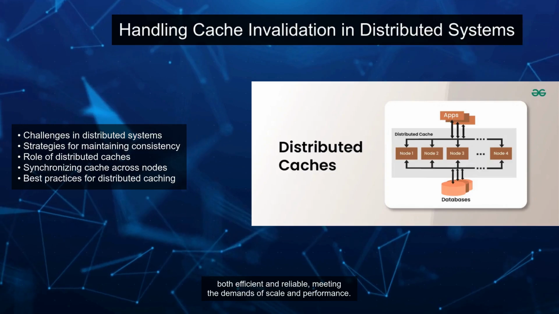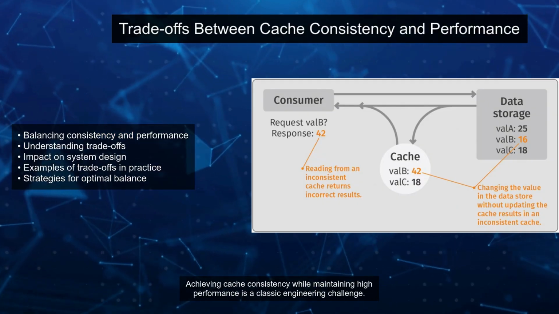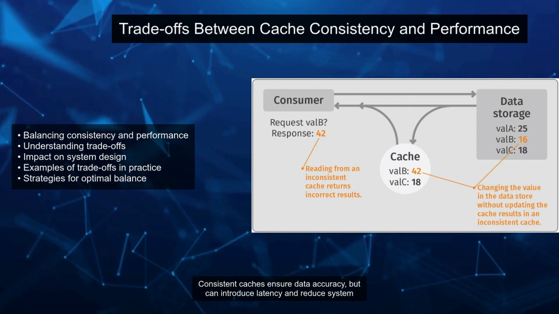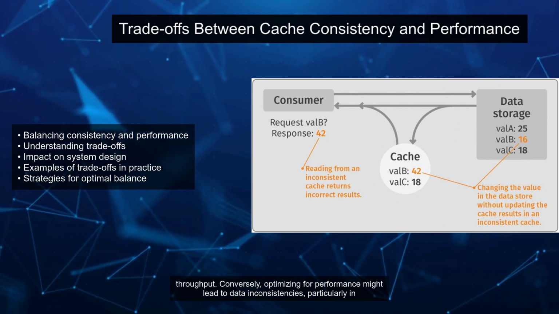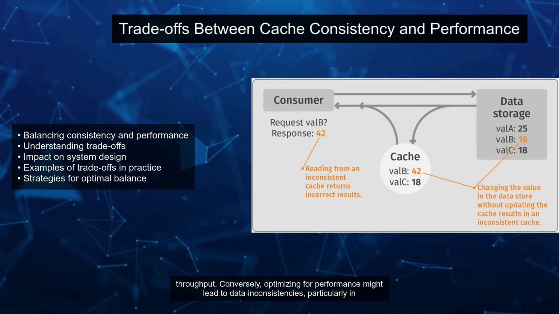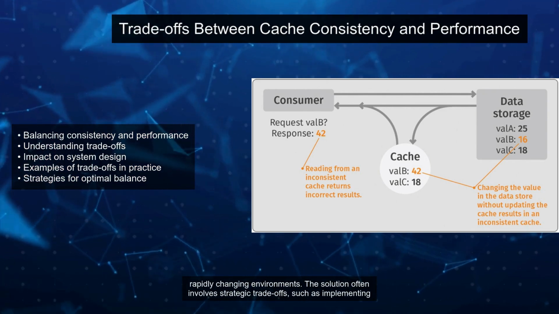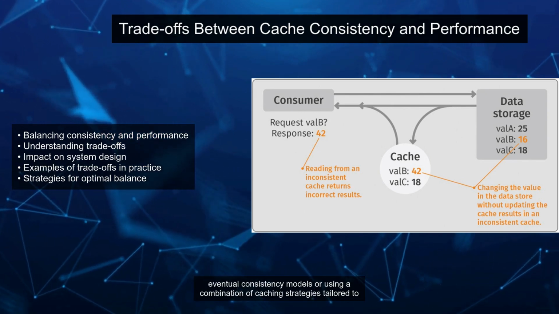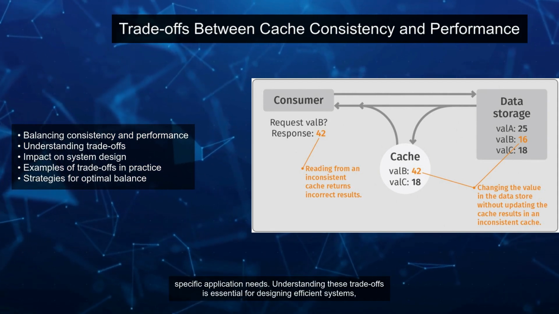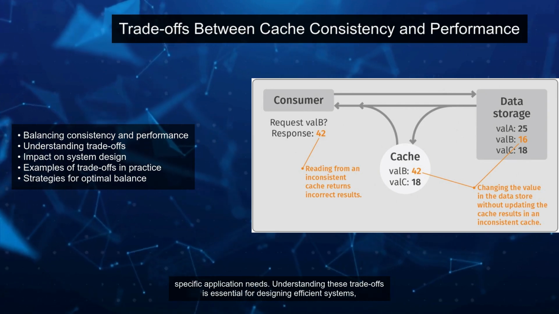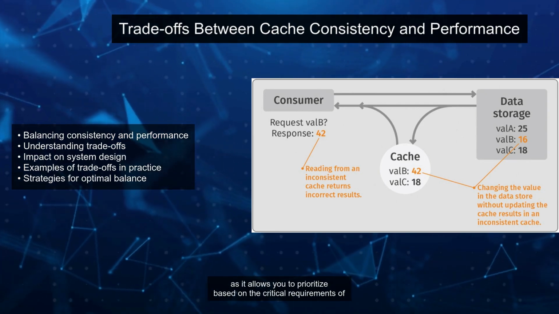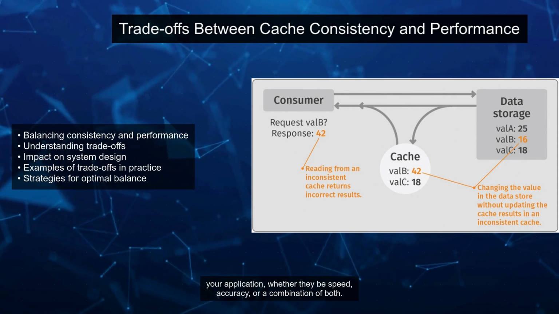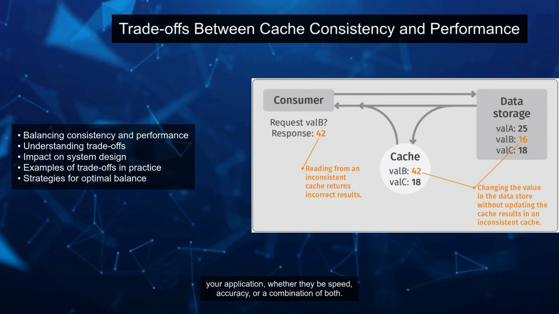Achieving cache consistency while maintaining high performance is a classic engineering challenge. Consistent caches ensure data accuracy, but can introduce latency and reduce system throughput. Conversely, optimizing for performance might lead to data inconsistencies, particularly in rapidly changing environments. The solution often involves strategic trade-offs, such as implementing eventual consistency models or using a combination of caching strategies tailored to specific application needs. Understanding these trade-offs is essential for designing efficient systems, as it allows you to prioritize based on the critical requirements of your application, whether they be speed, accuracy, or a combination of both.